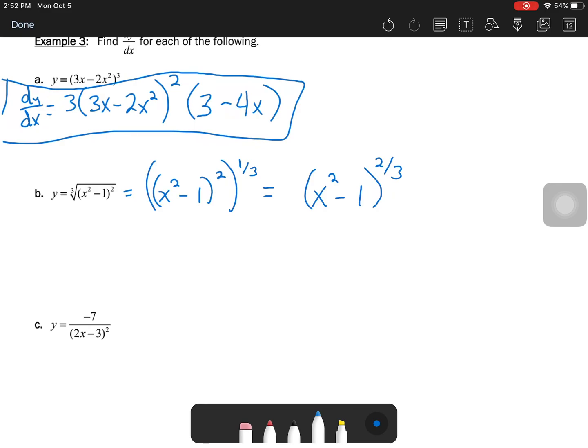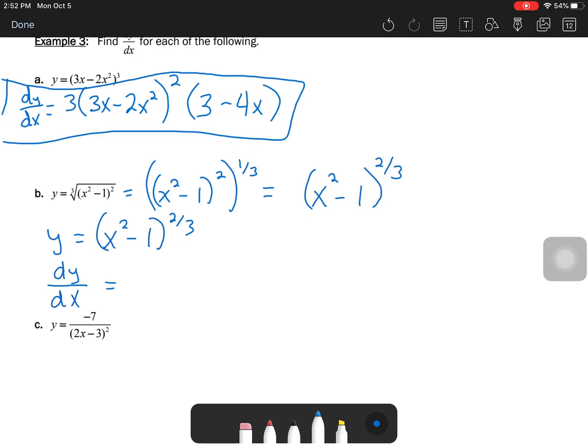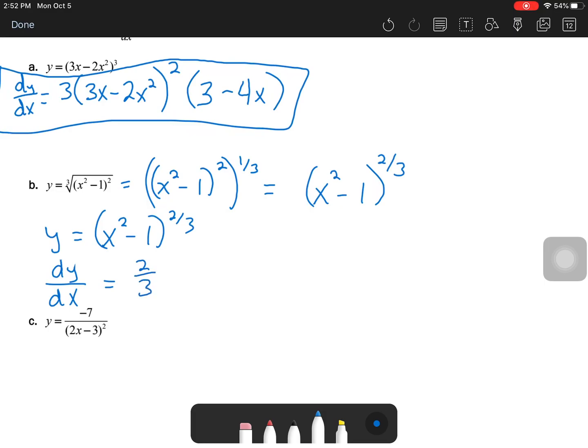Now, I haven't done any derivatives yet. All I'm doing is just rewriting this expression in a way that makes it friendly for doing the derivative. Okay, so I've got y equals x squared minus 1 to the 2/3 power. That's just rewriting it. Now I'm ready to try to find the derivative of that. So I'm going to bring my power down, so I'll have 2/3 in front, and then x squared minus 1, and then I have to take 1 away from 2/3. Now 2/3 is less than 1, so when I subtract 1 from it, I'm going to get a negative exponent. I'm going to get negative 1/3, right?